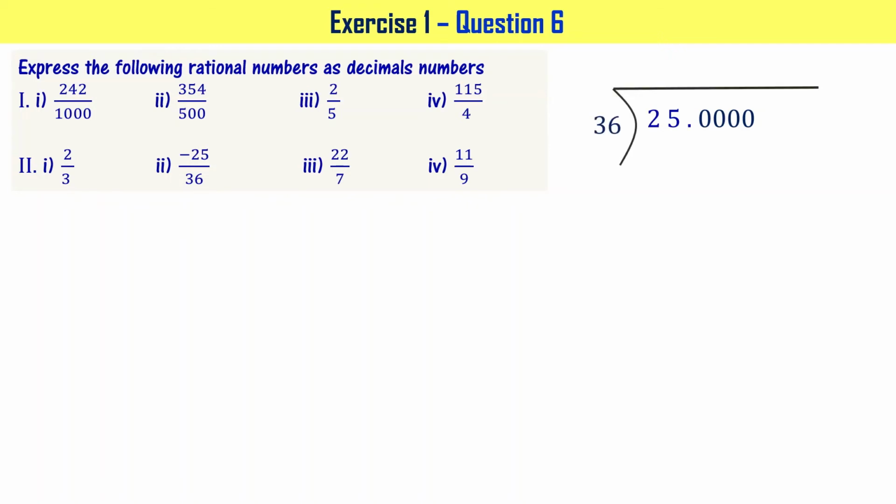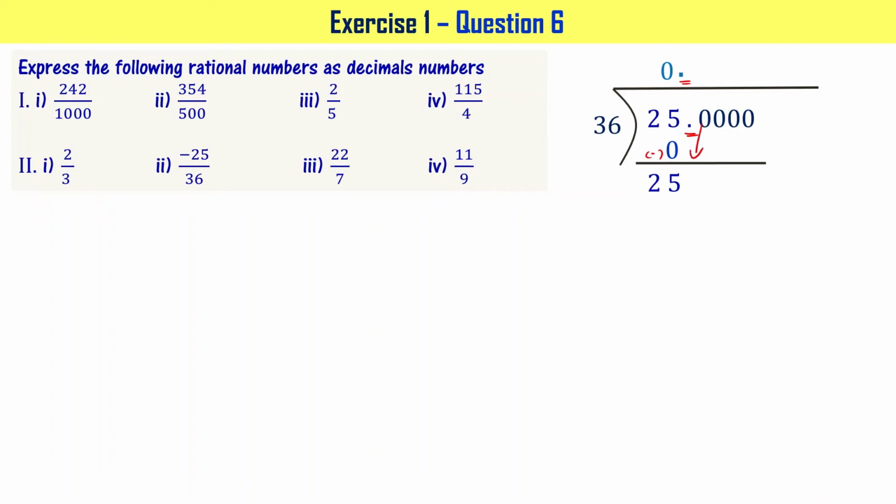25 is smaller than 36. 0 times 36 is 0. When you subtract, you have 25 as the answer. Then the dot has to go, because we have seen a dot here. The dot has to go into the quotient also. Then I can bring 1 0 down.